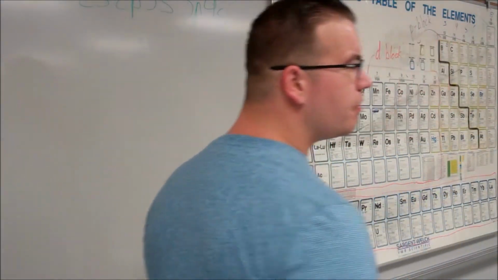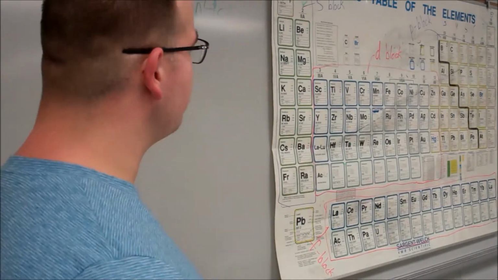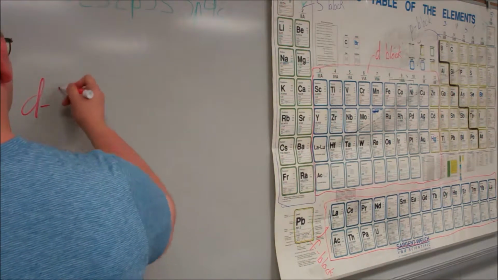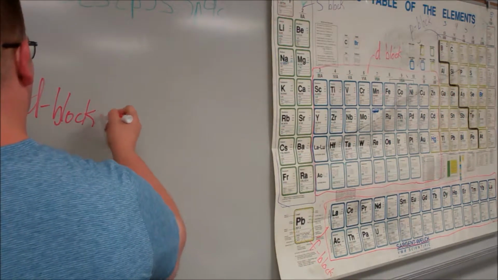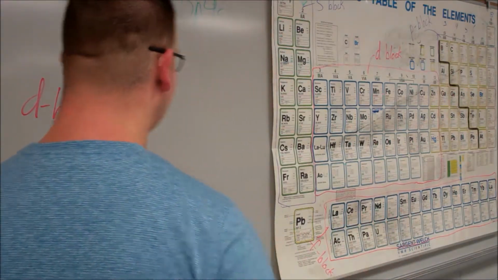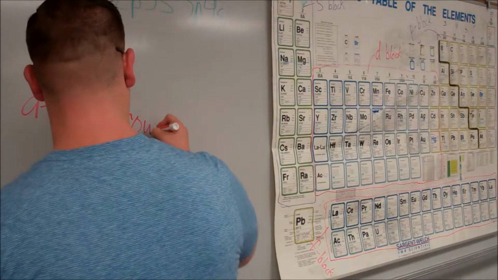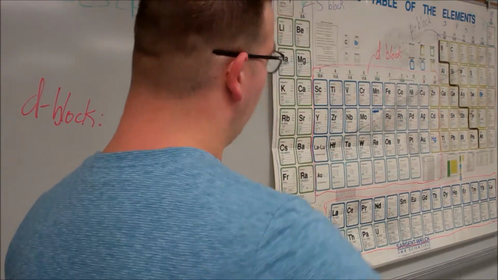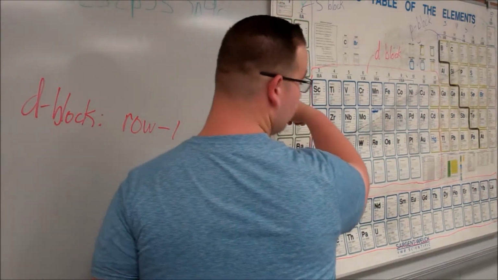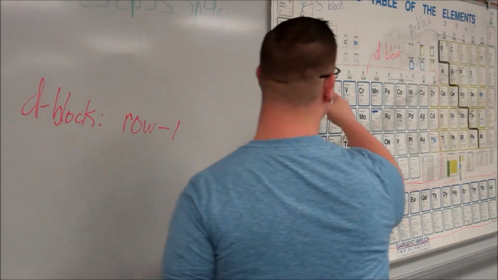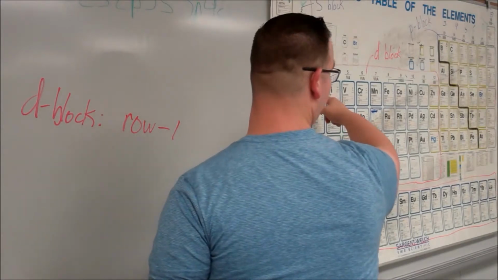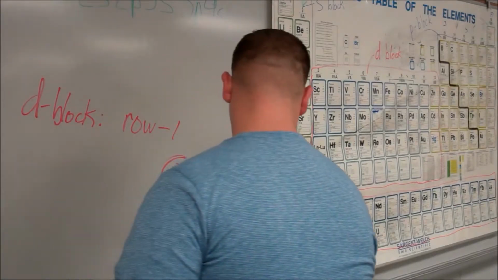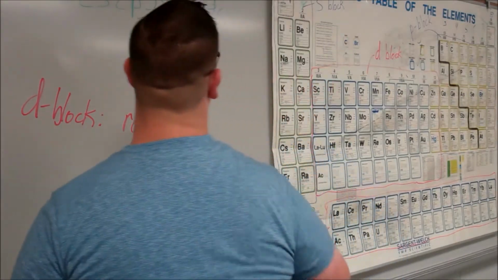Whenever you're doing configurations and you get to the D block, and this is for the D block only, always take the row minus 1 to get your number. So what I'm saying is, what row am I in right here? I'm in the 4th row. I get to the D block. You subtract 1 from the 4. Gives you 3. So you'll have 3D.